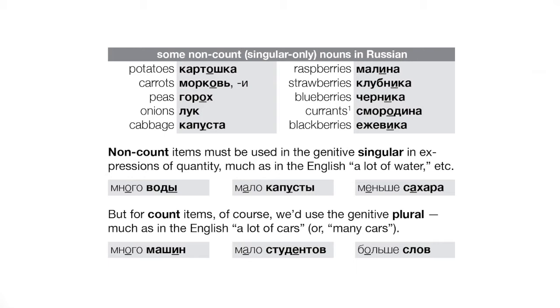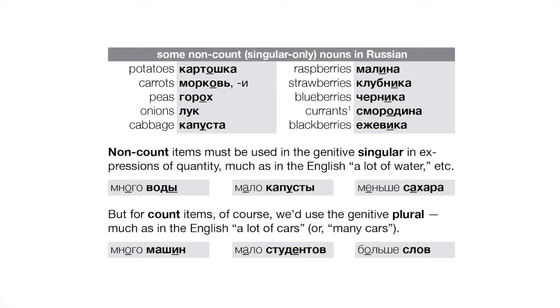We'd call it a singular only noun. By the way, there are ways to say like a single potato. It would be a different noun. I don't want to get into that today, right? But there are ways to say that if you want to. But for now, let's just keep it simple and look at the singular only nouns.